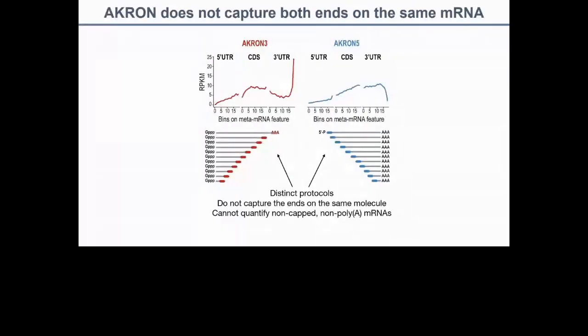But one of the main problems that we had with these two protocols was that they were two distinct protocols. We couldn't really quantify, first of all, the interaction between the 3' and the 5' end, so we didn't know if one has an effect on the other. But we also couldn't quantify how much fragmentation we have from the 5' end and how much fragmentation we might be having from the 3' end of mRNA molecules.